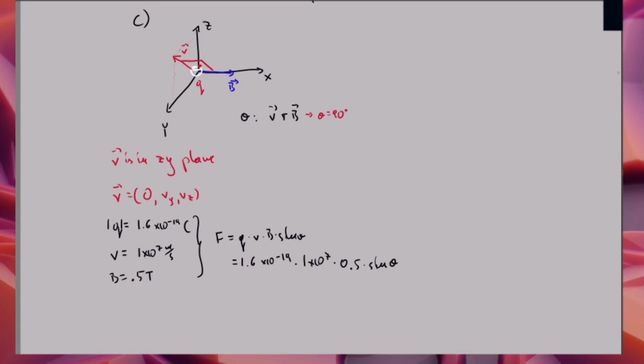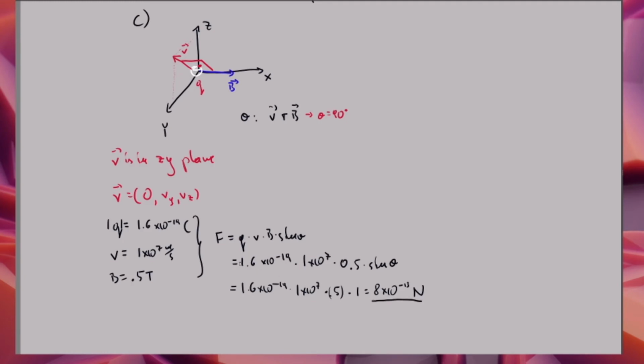And so now I can go back to the equation here, and I can write that this just becomes 1.6 times 10 to the minus 19th times 1 times 10 to the 7th times 0.5. And then sine of 90 is just 1, and then you get whatever you get out of it. So let's calculate that. So this is 8 times 10 to the minus 13th newtons. Okay, so that's the magnitude of the force.